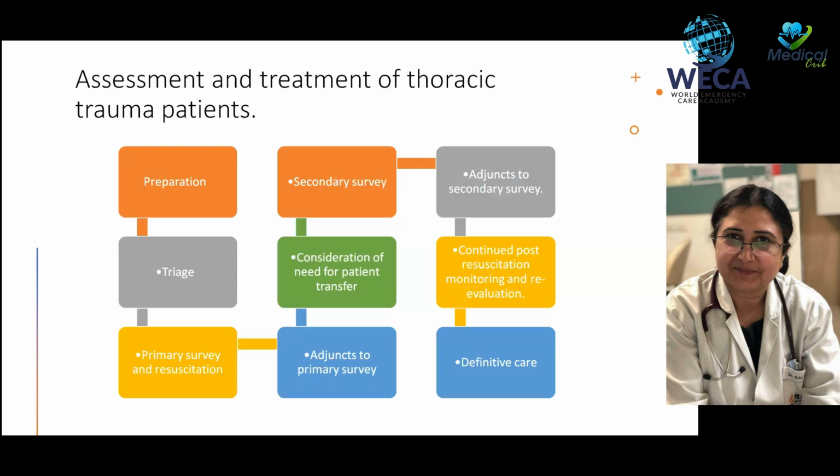Assessment and treatment of thoracic trauma patients include preparation at the pre-hospital and hospital area, and triage of the patients depending on the mechanism of injury and the physiological parameters of the patients. Then comes primary survey and resuscitation and adjuncts to primary survey. Then consideration of the need for the patient to transfer from one facility to the other, secondary survey, adjuncts to the secondary survey, then continued post resuscitation monitoring and re-evaluation, and finally the definitive care.